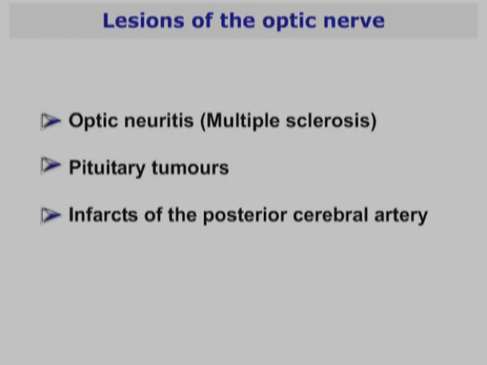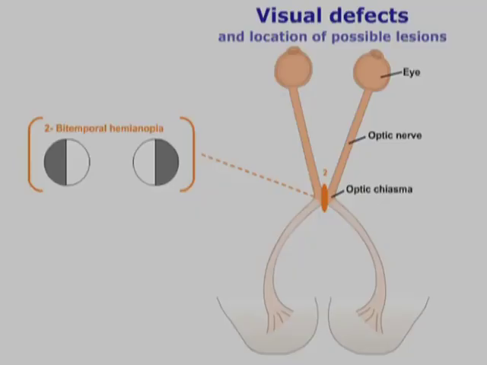Defects in the visual fields must be defined according to their distribution. If a defect is found near the center of the visual fields, this is termed central scotoma, and the test should be repeated using a red-headed pin. Lesions involving the optic nerve include optic neuritis, as in multiple sclerosis, pituitary tumors, and infarcts from the posterior cerebral artery.